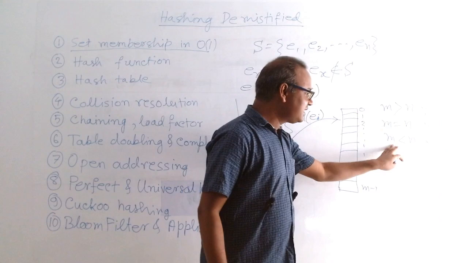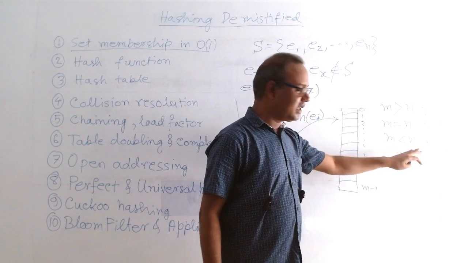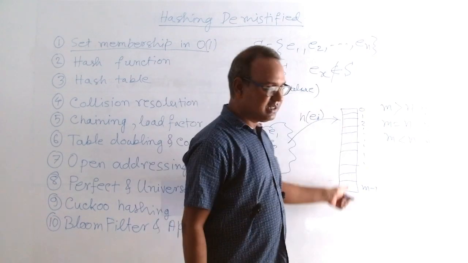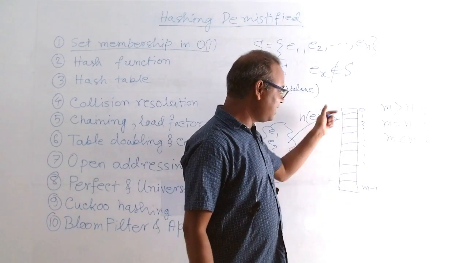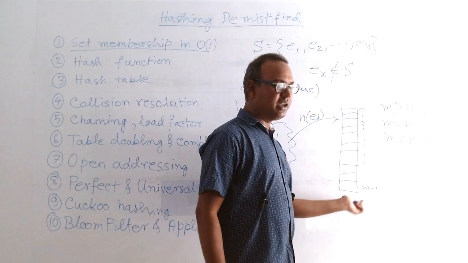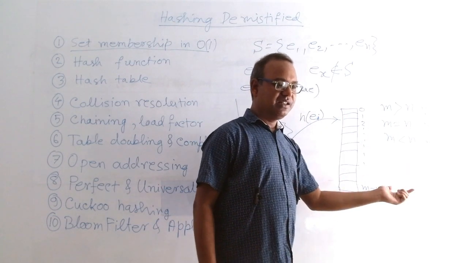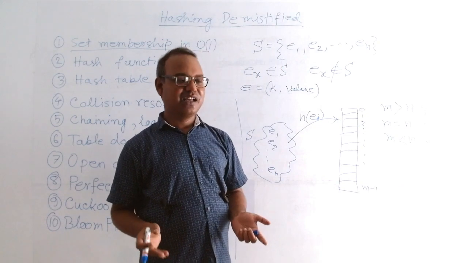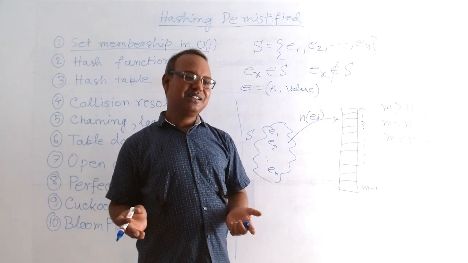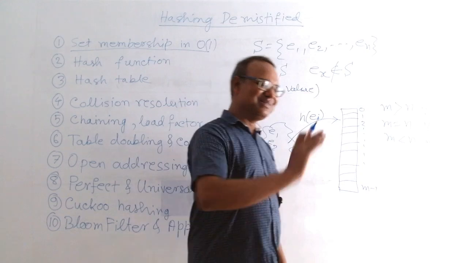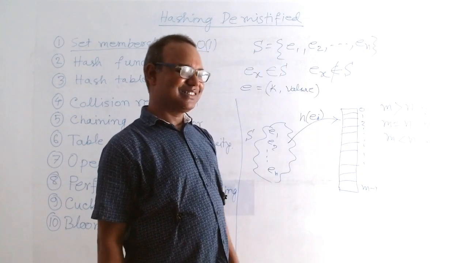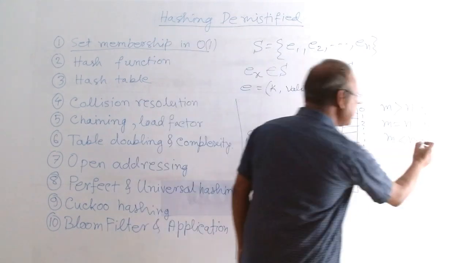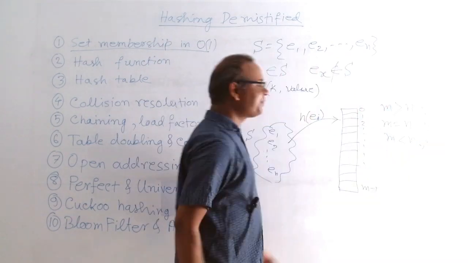If we set m less than n, then what will happen? We have n elements to map in a table of size m, where m is smaller than n. Then we have the pigeonhole principle, which tells us that at least two elements will be mapped in the same box. So there will be a collision. Okay. So we are not going to accept this.